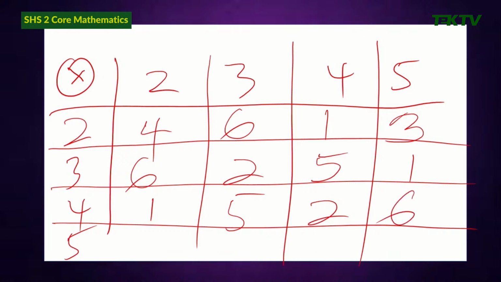5 times 2, 10. In mod 7, 3. 5 times 3, 15. In mod 7, 1. 5 times 4, 20. In mod 7, 6. And then the last but not the least, 5 times 5, which is 25. In mod 7, 4. So this will be the multiplication table for mod 7 on the set P.